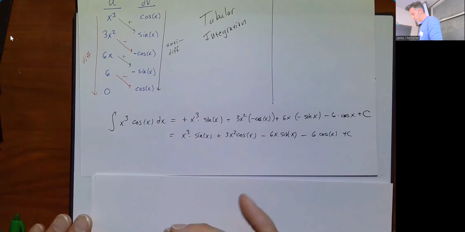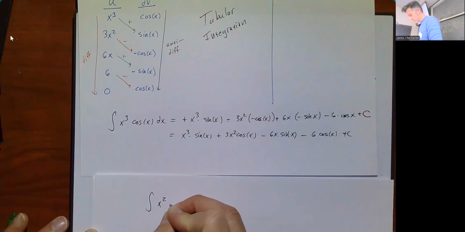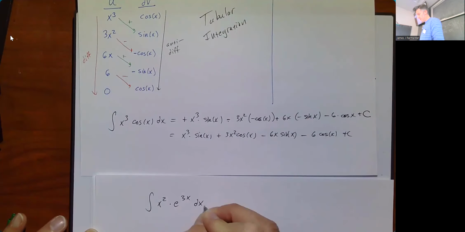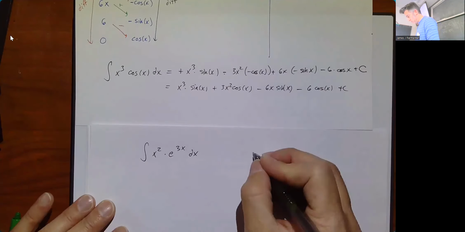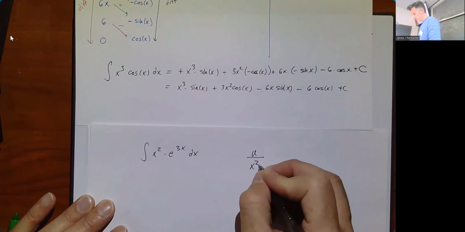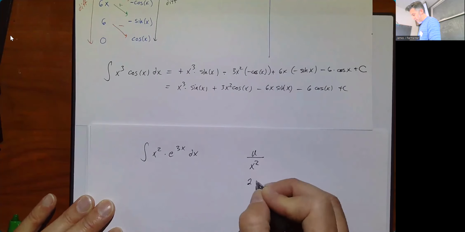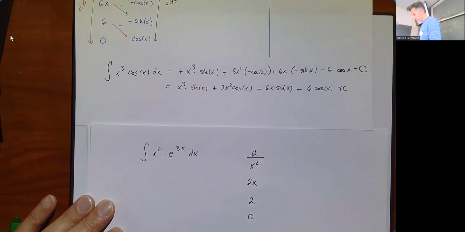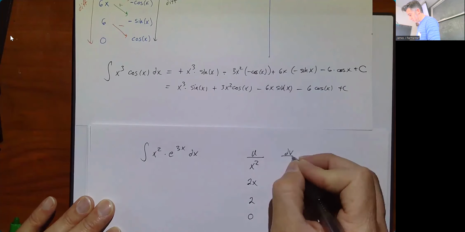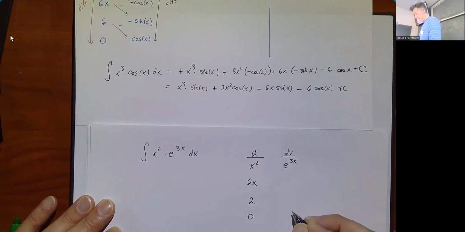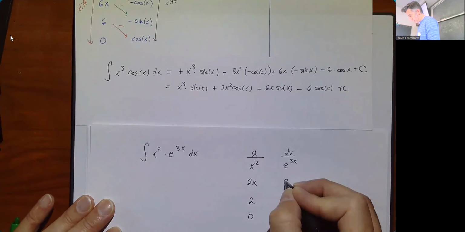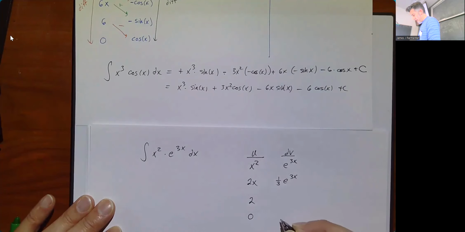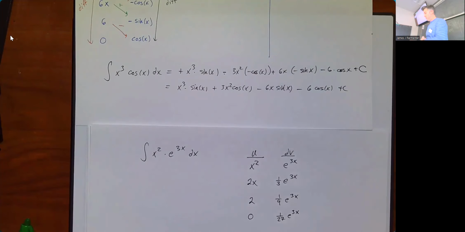So for the integral of x squared times e to the 3x dx, my choice of u would have also been x to a power. Then the derivatives are going to be 2x, 2, and 0. My choice for dv would have been e to the 3x. My antiderivatives are e to the 3x divided by 3, and then again divided by 3, and then again divided by 3. Every time I anti-differentiate e to the 3x, I get another multiple of 1/3.